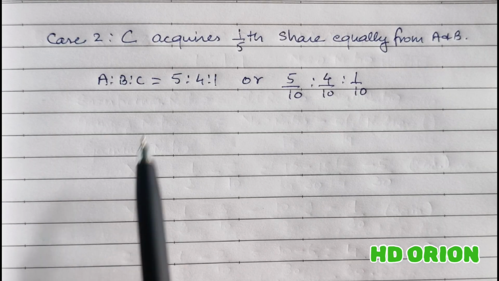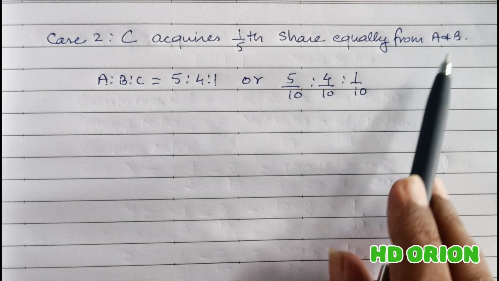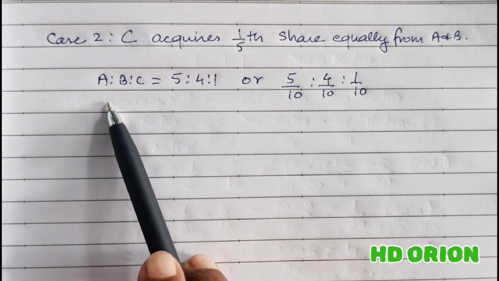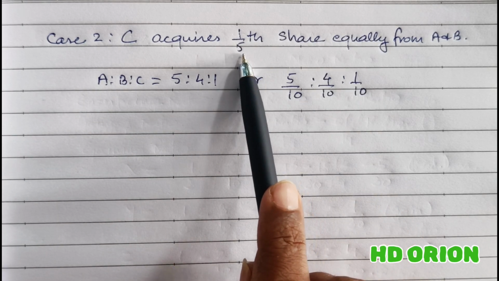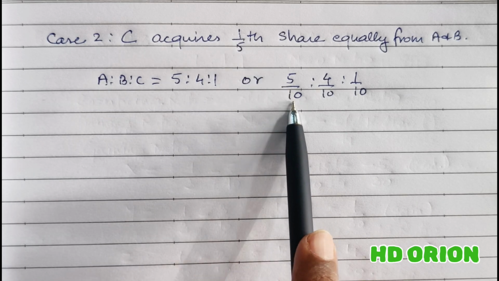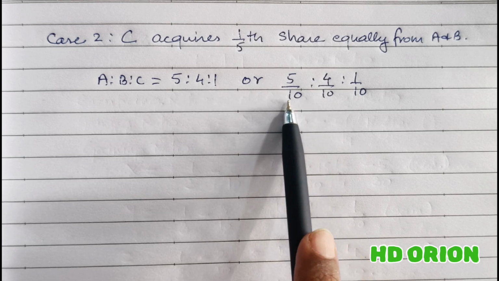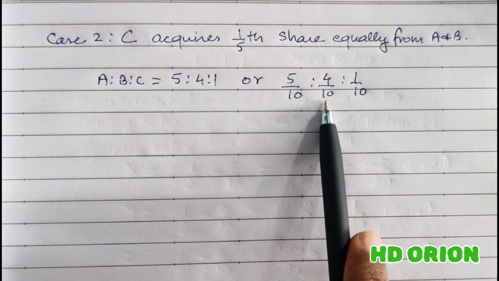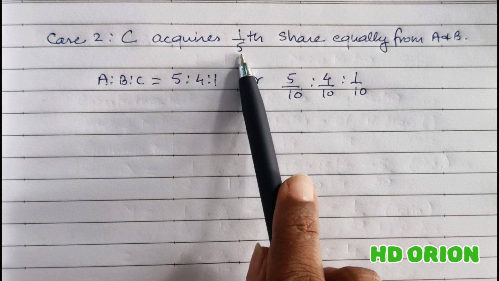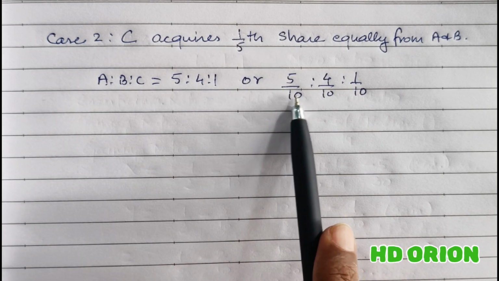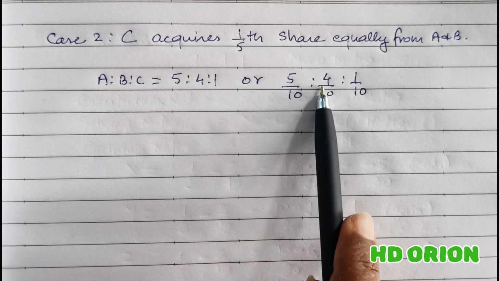Now in case 2, C acquires 1/5 share equally from A and B. So C, this is the old ratio of the partners, and C will be acquiring 1/5 of the total profit, and half will be given by A and half will be given by B. So here we can understand that A and B are sacrificing and C is gaining. C is gaining how much? 1/5 of the total profit, and A and B are sacrificing how much? Half of 1/5 and half of 1/5.